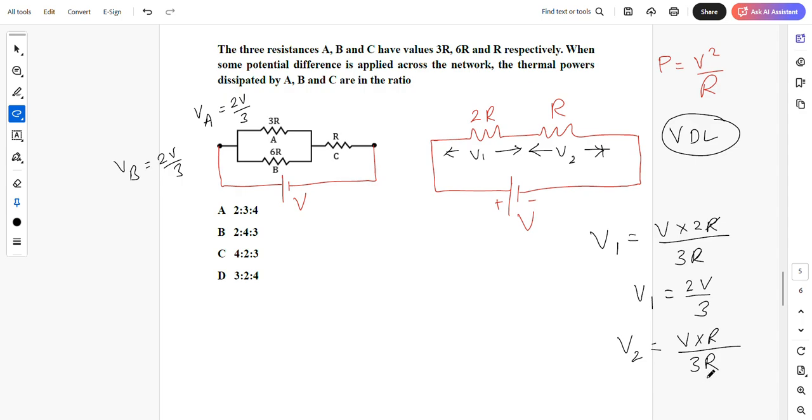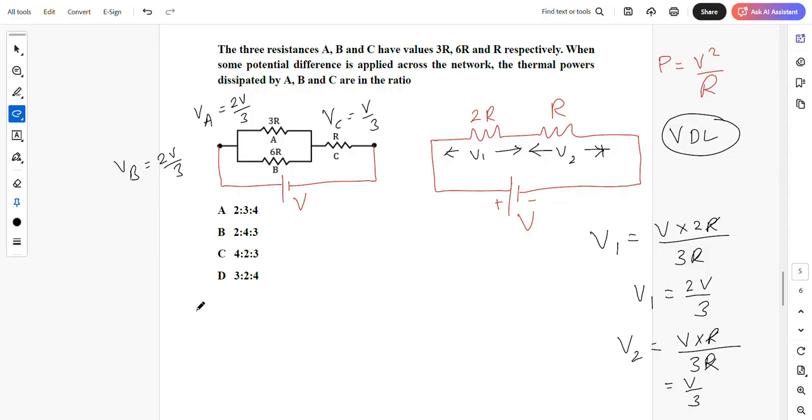Therefore V2 will be equal to, R and R get cancelled, V by 3. That is equal to V by 3, right? VC is equal to how much? VC will be equal to V by 3.